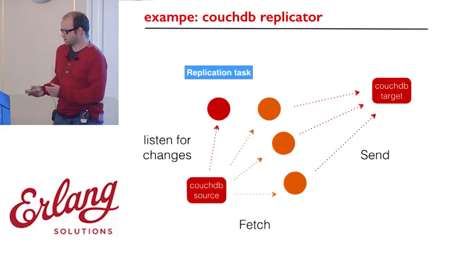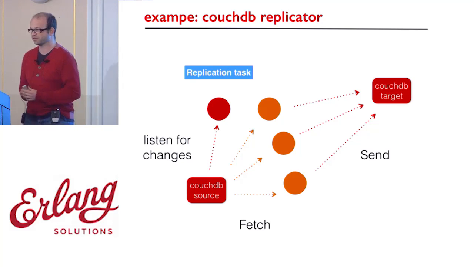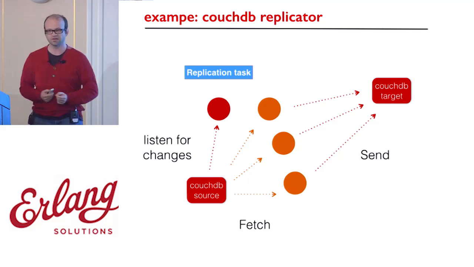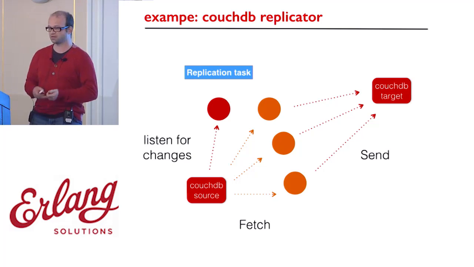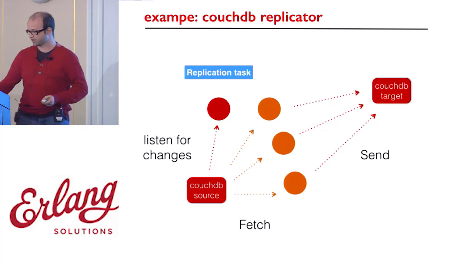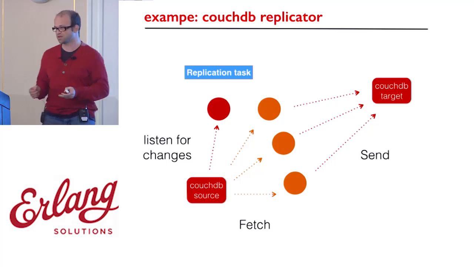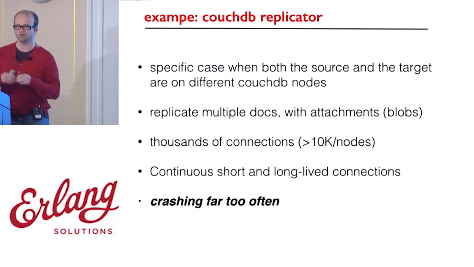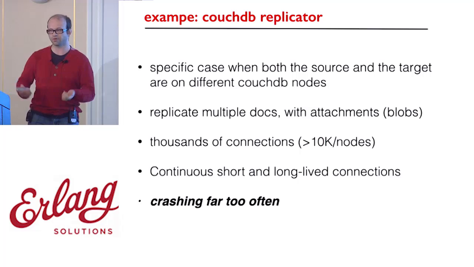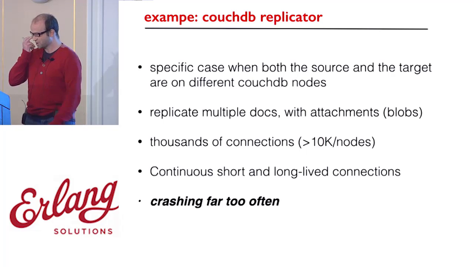And that's easy when you have 1,000, 2,000, 5,000 connections, but when you have 10,000 and more connections on the same node, it starts to be really hard, starts consuming memory. And the replicator is crashing far too often. It is also using a lot of memory at some point for an unknown reason yet. I didn't find the root cause right now.